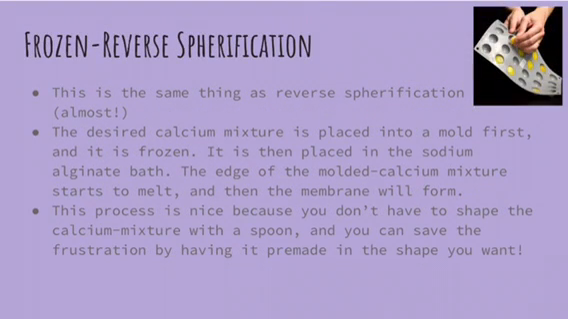So the last type of spherification we're going to talk about is frozen reverse spherification, and this is basically the same thing as reverse spherification. You're still going to have the calcium solution or calcium mixture that you're going to place in the sodium alginate bath. The only difference is that when you make this calcium mixture, you're going to freeze it by putting it into a mold, and then after it freezes, that's when you place it into the sodium alginate bath. The plus side to this process is that because you don't have to shape the mixture with a spoon, you can save any frustration or time it might take to make the shape with the spoon, and you get whatever shape you want by putting it into the mold.